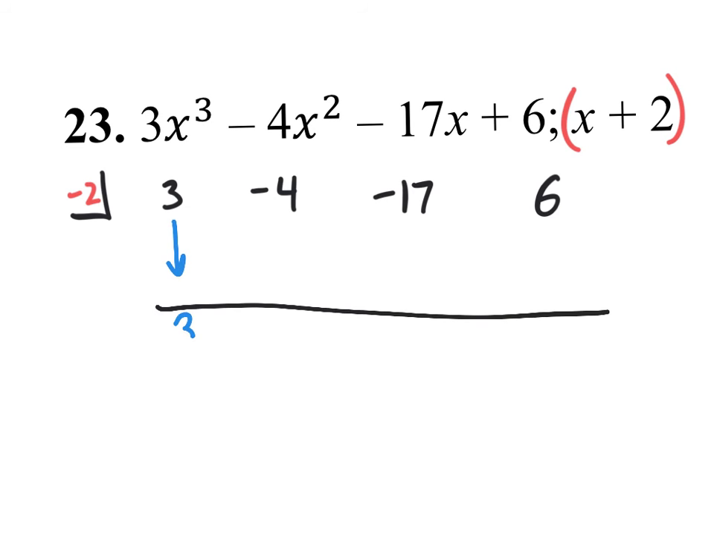3 plus nothing is 3. -2 times 3 is -6. -4 plus -6 is -10.